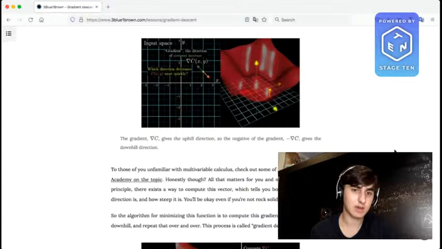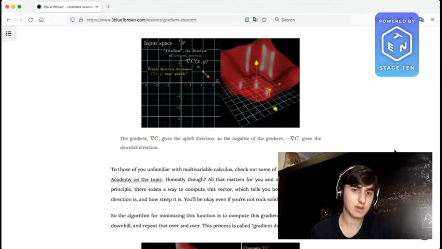But for now, all that matters is that, in principle, there exists a way to compute the vector which tells you what the downhill direction is and how steep it is. You'll be okay even if you're not rock solid on the details. Perfect. We're just trying to understand this, right? So that's fine. We can dig into the multivariable calculus afterwards if need be.